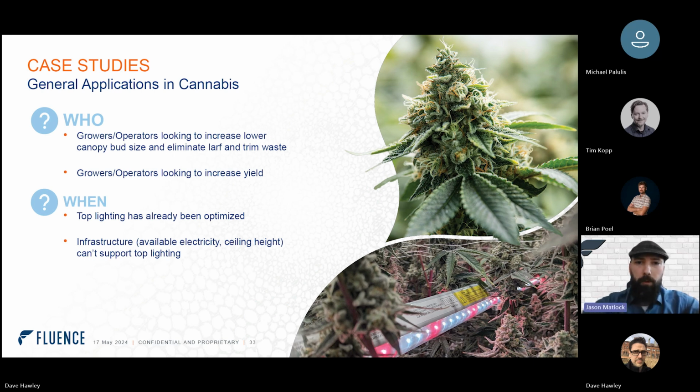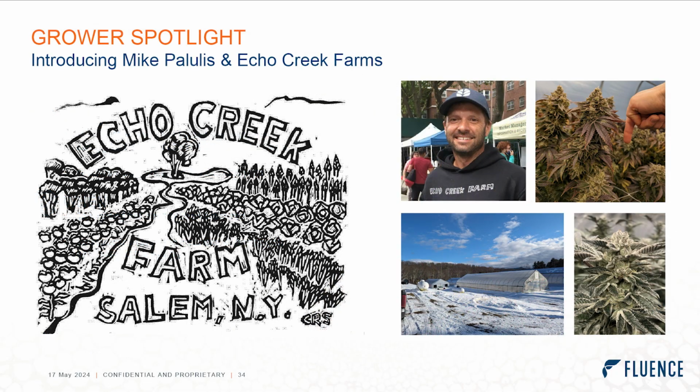We're going to pivot and we're going to talk to a grower about his experience. So I want to introduce Mike. I'll have Mike on in just a second. I met Mike this winter. Mike is a New York grower. He works in hoop houses, and his farm is called Echo Creek Farms.